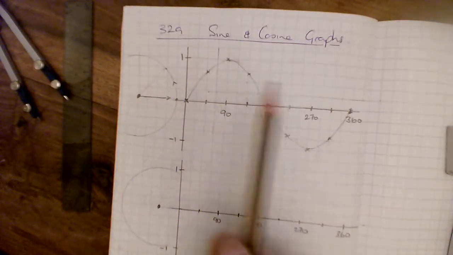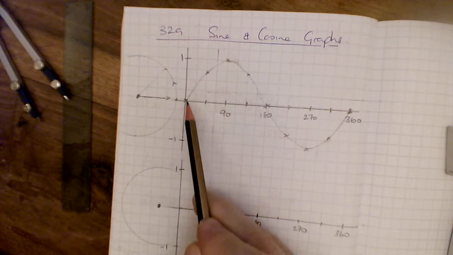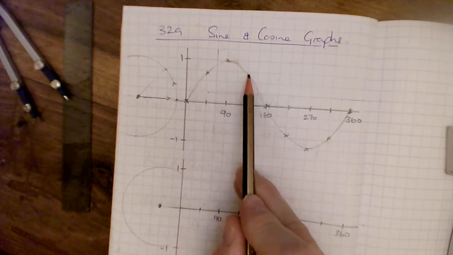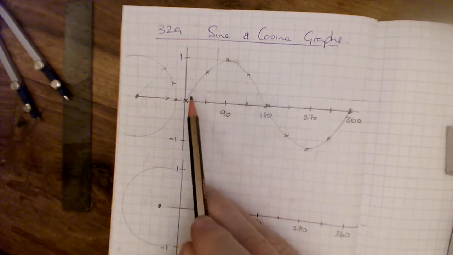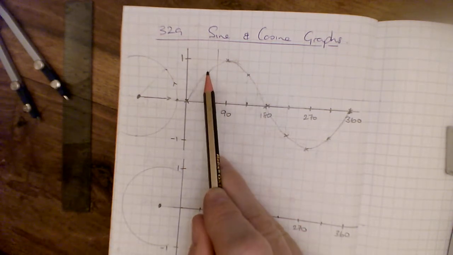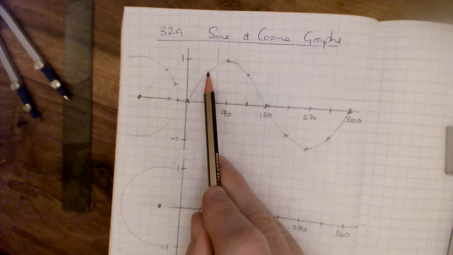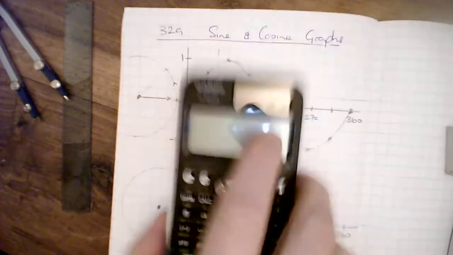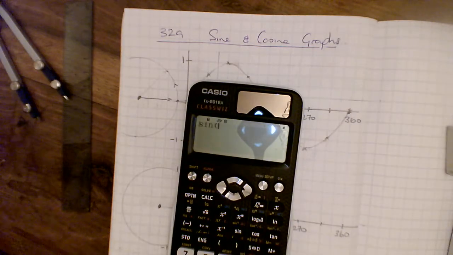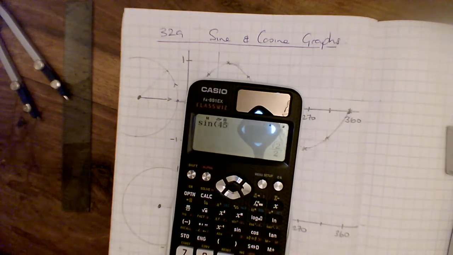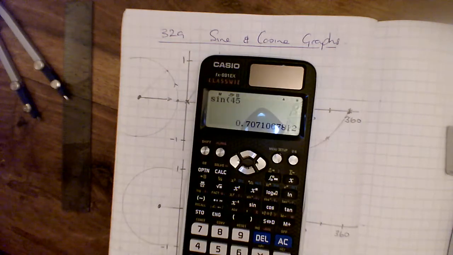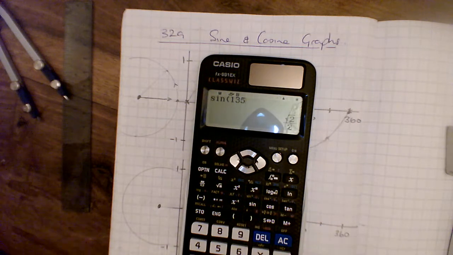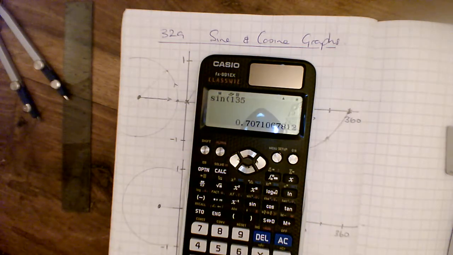What you've got to realise is that when you are at any particular angle, so if I'm at 45 degrees, that's exactly the same height as it was when it's 135 degrees. Now if I do the sine of 45, I will get 0.707, and if I do the sine of 135 on the calculator, let's have a look. So sine of 45 is 0.707, and the sine of 135 is 0.707 as well, because it's at exactly the same height.